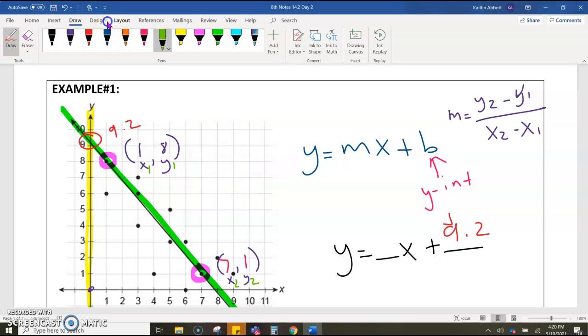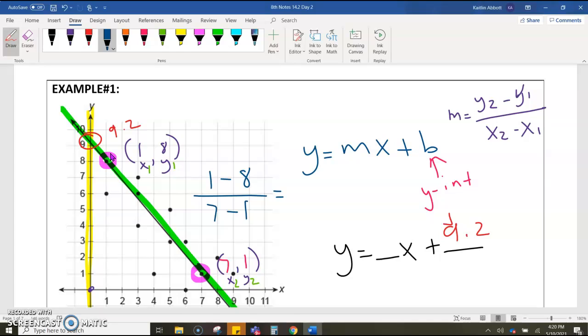And can I write this over here? I'm gonna write it over here. Okay, so I need y2. So y2 is 1. So I got 1 minus y1. Here's y1, and it's 8. So I got 1 minus 8. And then I need x2 minus x1. x2 is 7 minus x1 is 1. And then solve these.